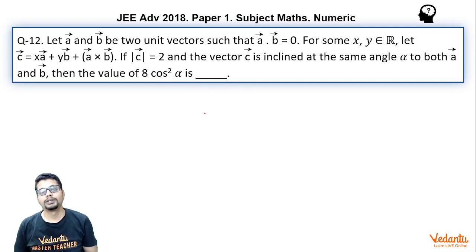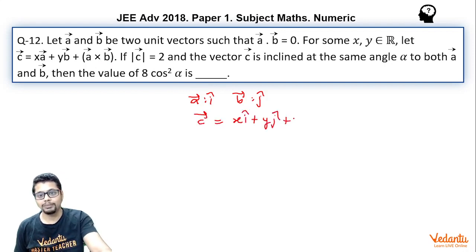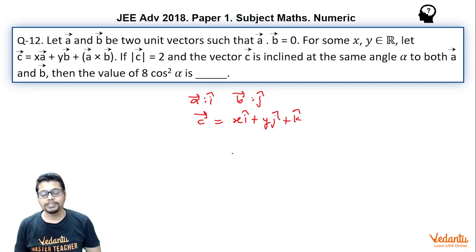Now let's first solve it in a very quick way. You may assume A vector to be i cap, B vector to be j cap. A vector dot B vector is indeed 0 and they are indeed unit vectors, and hence A vector cross B vector will turn out to be k cap. So based on that, you may say C vector is essentially xi cap plus yj cap plus k cap. Now magnitude of C vector is 2. That means magnitude of C vector square is 4. That means x square plus y square plus 1 square, which is 1, is 4.